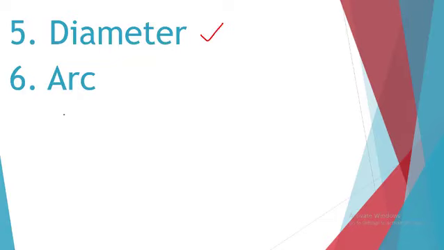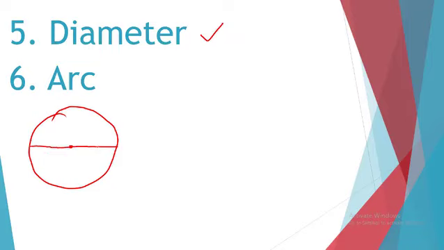When we talk of diameter, what do we mean? We have a circle. This is the center. We say that a diameter is a chord which passes through the center of the circle and is twice the length of the radius. So we have a line passing through the center of the circle, dividing the circle into two equal parts.